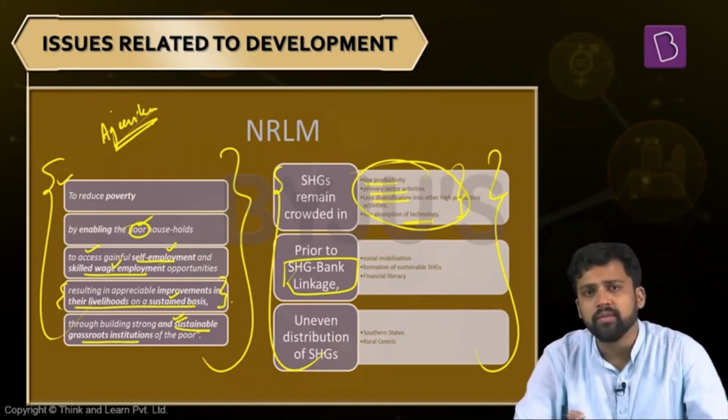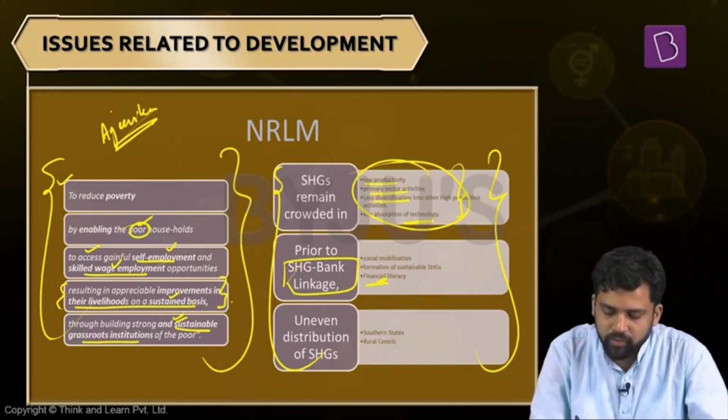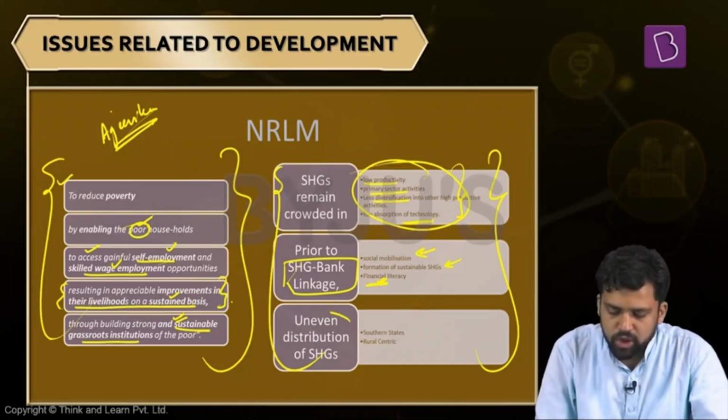Apart from that, even if you're linking them, these poor women are getting money, but they might not have financial literacy. They don't know how to use the money. They don't know what the different channels of utilizing the money are. So before linking them, we should have gone for mobilizing them. We should have created more sustainable SHGs. Distribution of SHGs is again an issue.